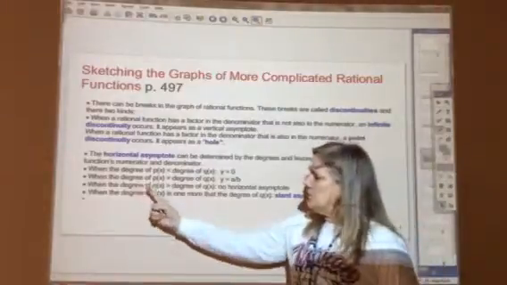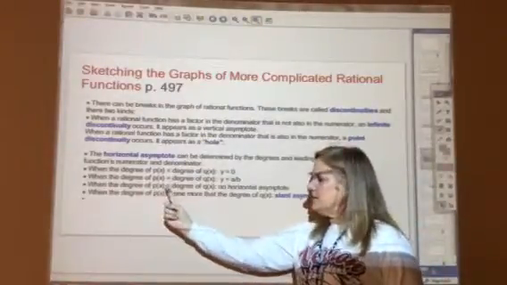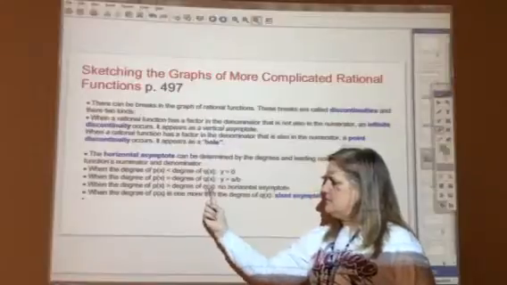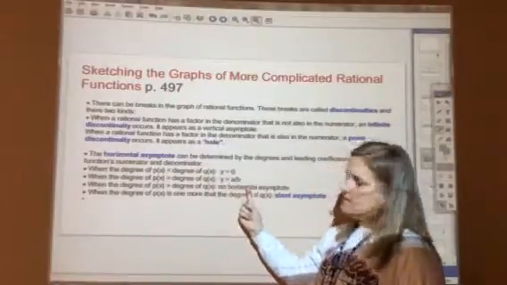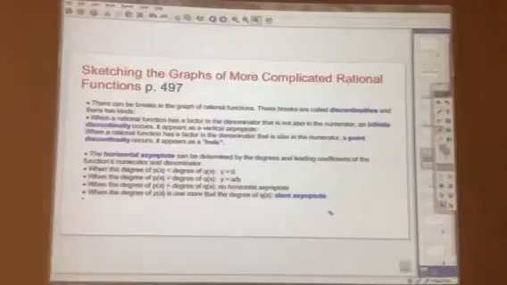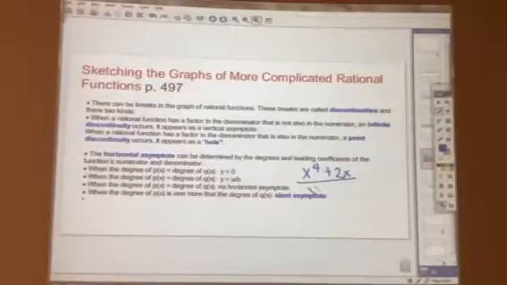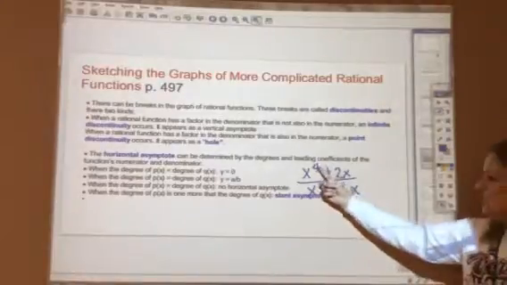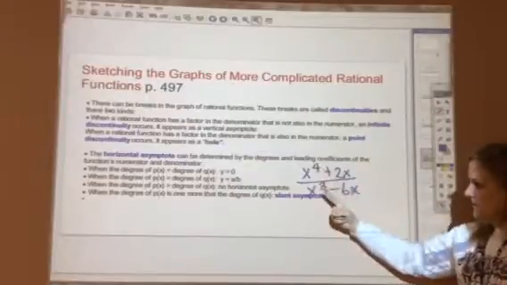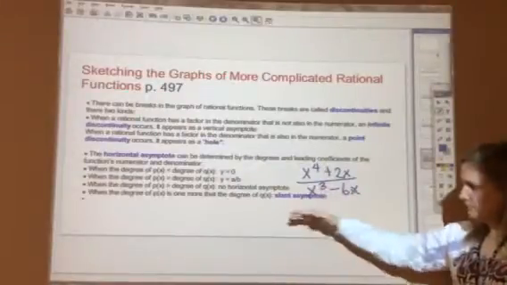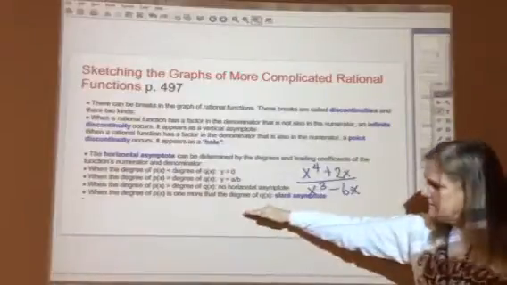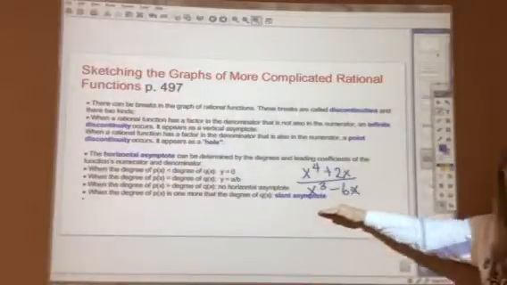Third one, when the degree of the numerator is greater than the degree of the denominator, there is no horizontal asymptote. For example, x to the 4th plus 2x over x to the 3rd minus 6x. One more time, when the degree of the numerator is greater than the degree of the denominator, there will not be a horizontal asymptote at all.